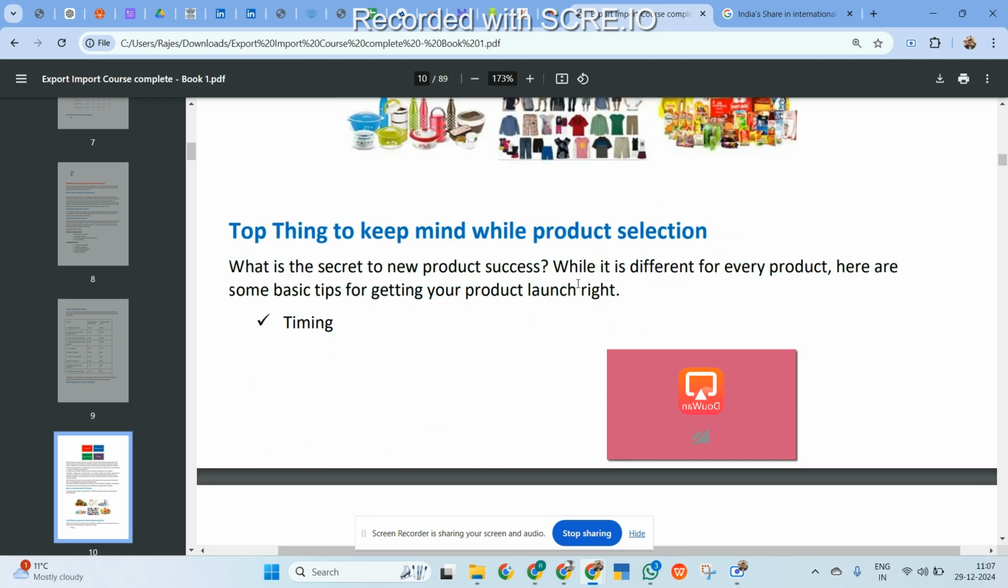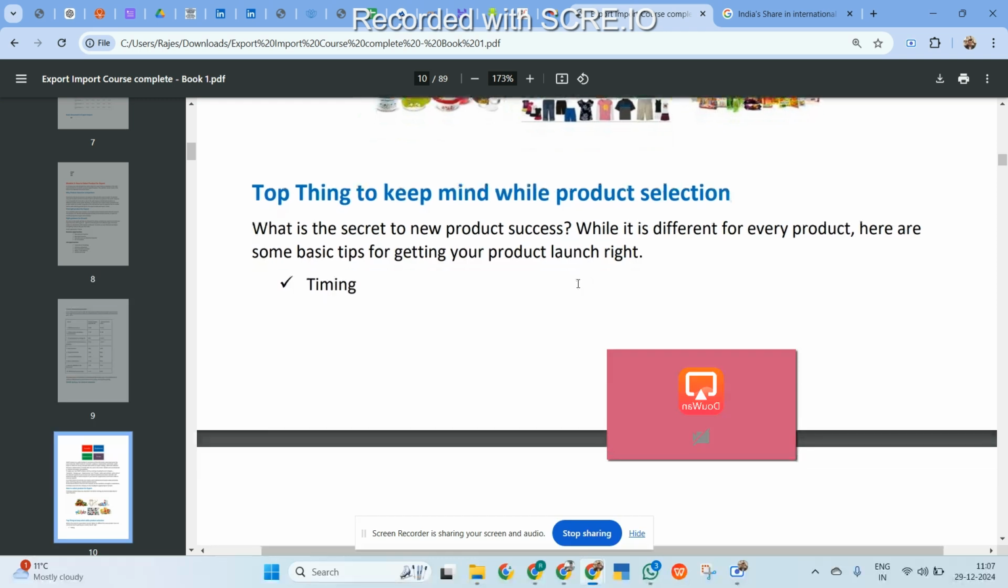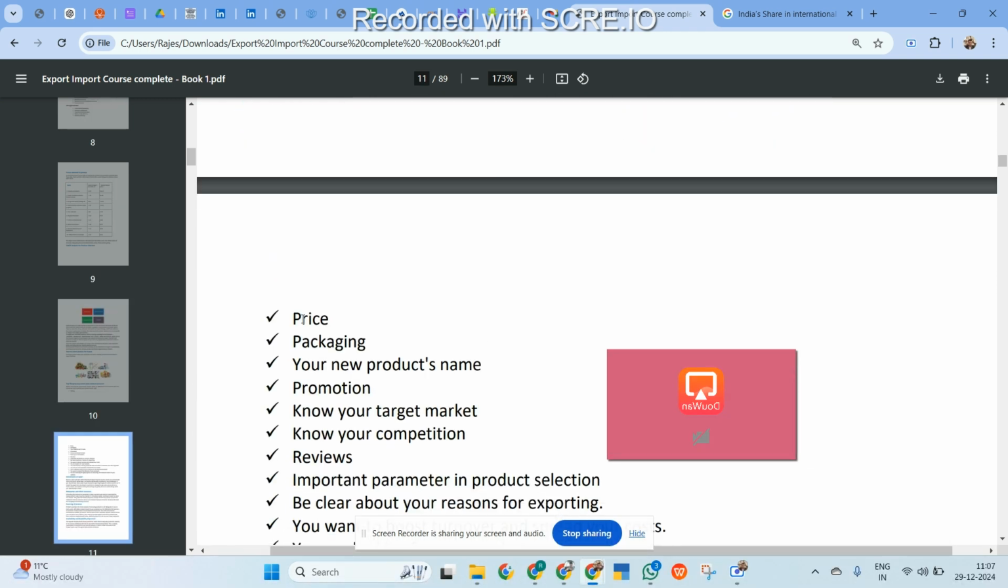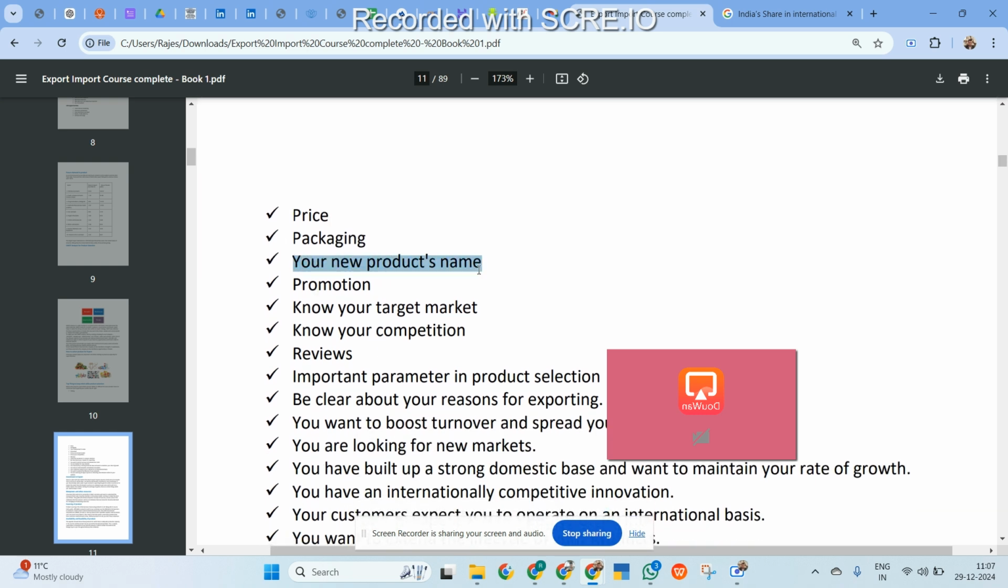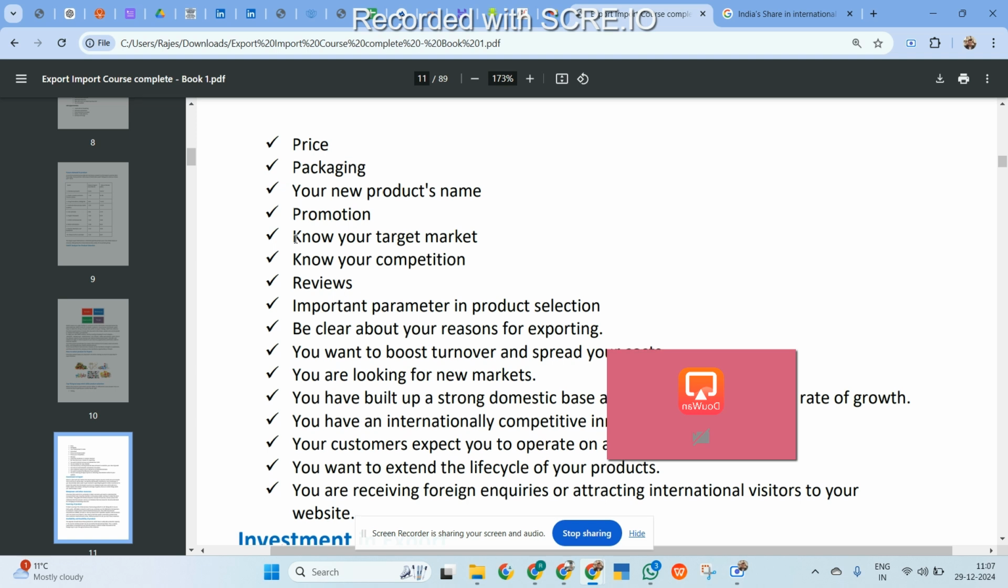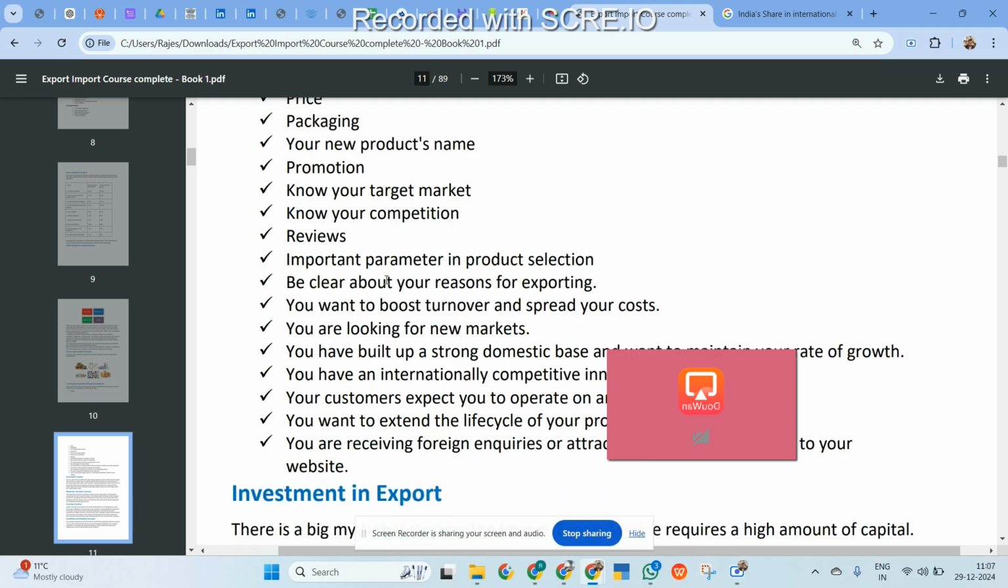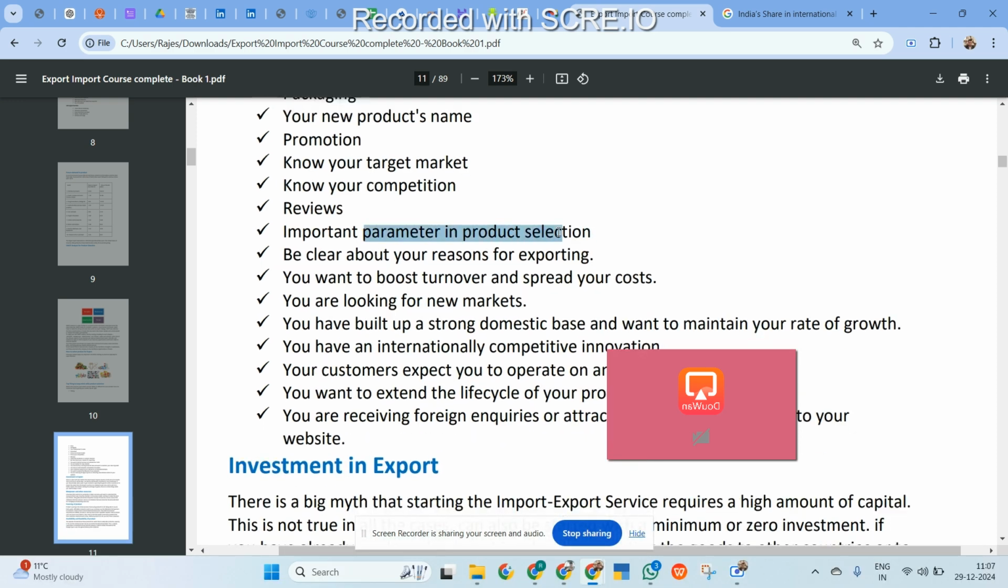To keep in mind while product selection, timing is also important, right? Price, what is your price? Packaging also decides your, you know, that is also an important part. Your product name is most important. Promotion, how you are promoting, digital marketing, physical marketing. Know your target market. Who is your target market? TAM, total addressable market. Who is your competition? Reviews on social media, reviews on Google My Business profile, reviews on your website as well. Important parameters in product selection.